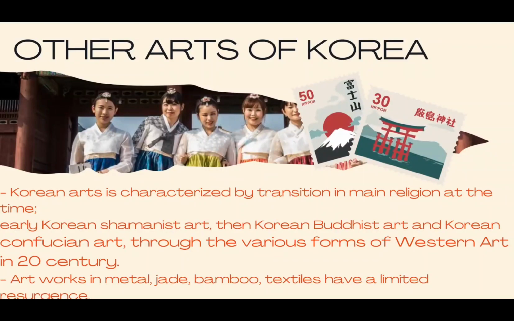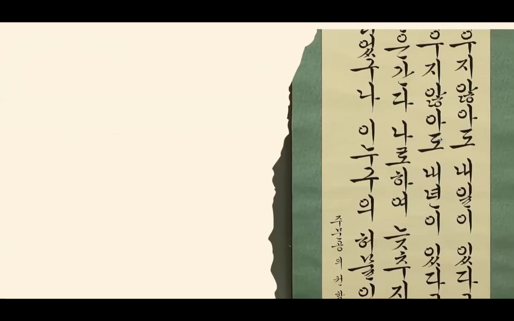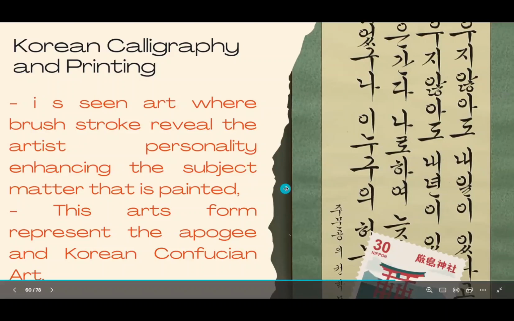Art in Korea has flourished in both tangled and entangled form. This chapter shows all forms of traditional arts ranging from Gugak, national music, and so on and so forth, including the religion that I have mentioned on this slide. Another one is Korean calligraphy and printing, a scene art where brush strokes reveal the artist's personality, enhancing the subject matter that is painted. These art forms represent the apogee of Korean Confucian art.